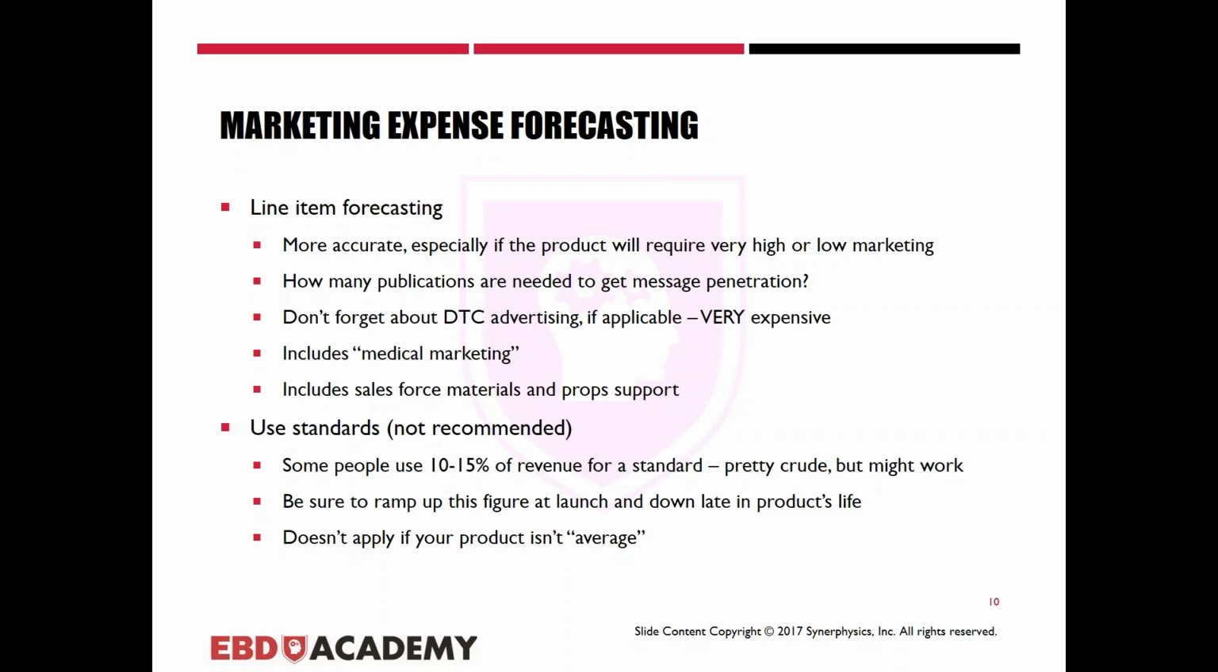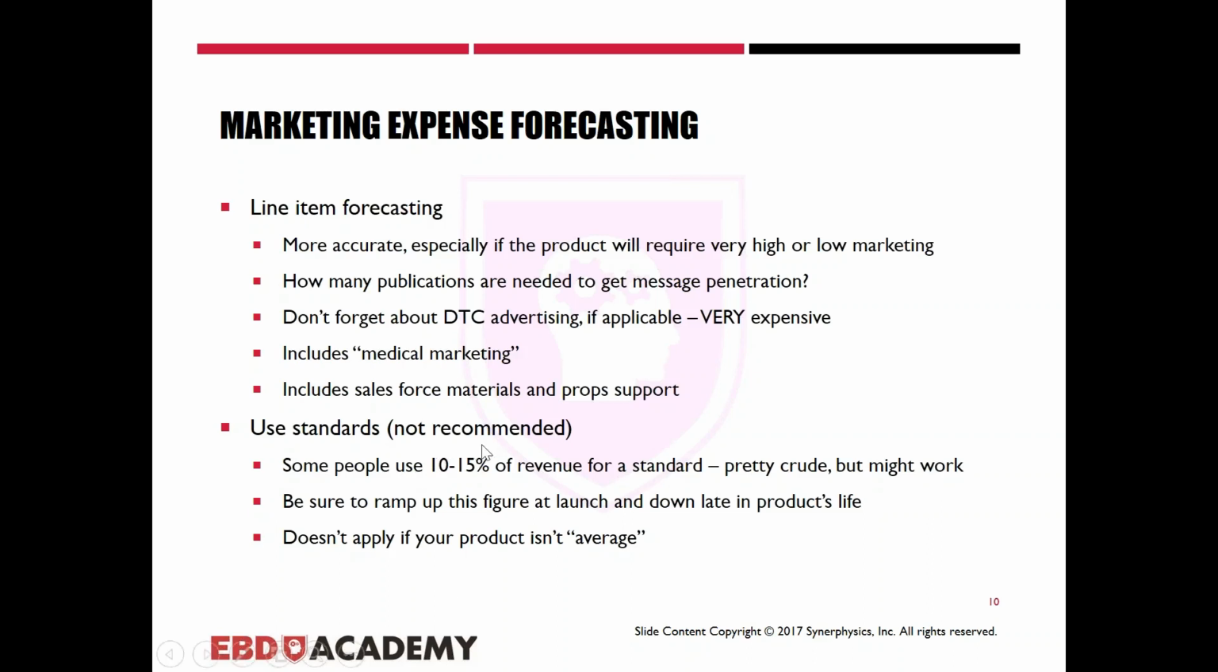Do we have to do technical journal advertising? Are we going to be in consumer magazines? Do we have to do medical marketing? We have to support the sales force with materials and props and those sorts of things. And in the middle there, don't forget about direct consumer advertising, especially in the US. The last valuation I did was for a large pharma company, in a product in a market where the competitors were doing direct consumer television advertising. And in a few years of that forecast, we had just television advertising over $100 million per year.